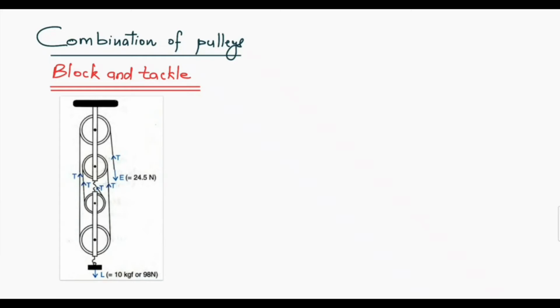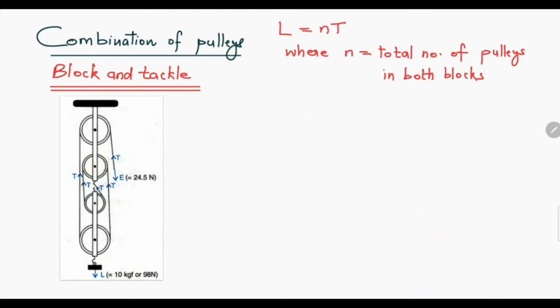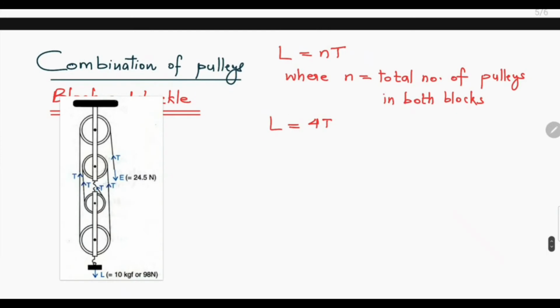Let me write the formulas. First of all, remember, load will always be equal to NT. What is N, sir? N is the total number of pulleys in both the blocks. In this case, how many pulleys are there in total? 4. So in this case, L will be equal to 4T. And effort will always be equal to a single T.